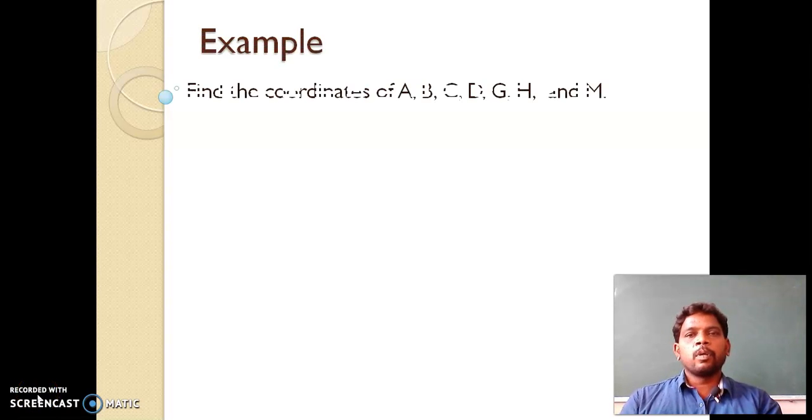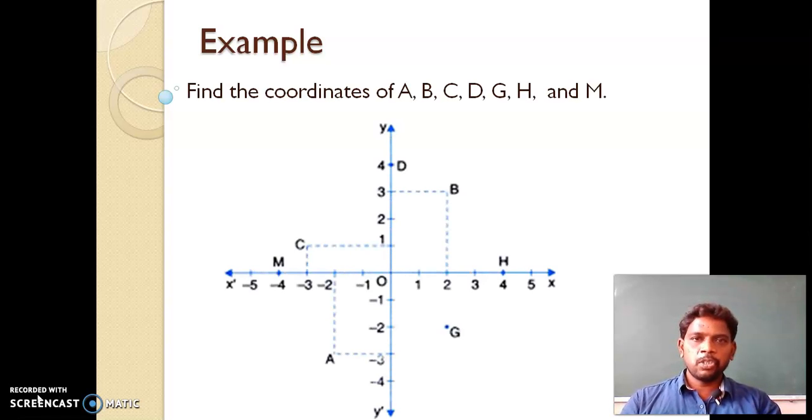Let us continue the slides now. So look at the example. Find the coordinates of A, B, C, D, G, H and M from the coordinate plane. Here one graph is given, right? And some of the points are also noted without the numbers, right? So here we are going to find out the coordinates of the letters, okay?